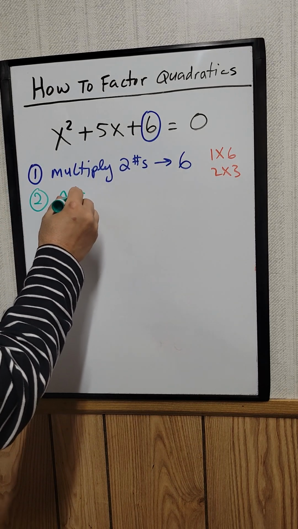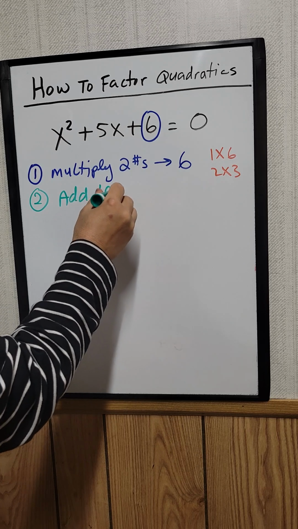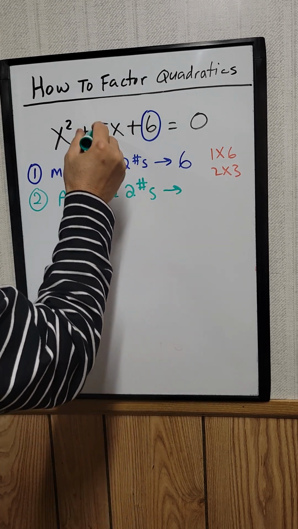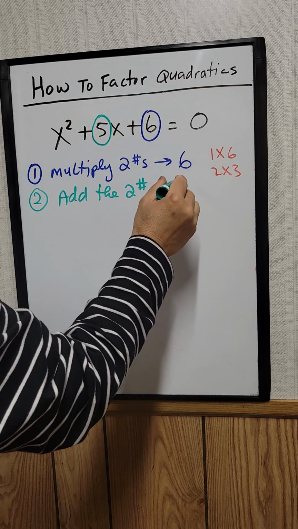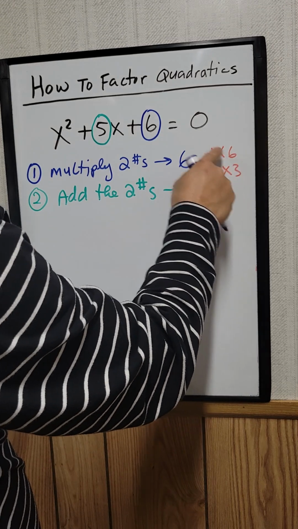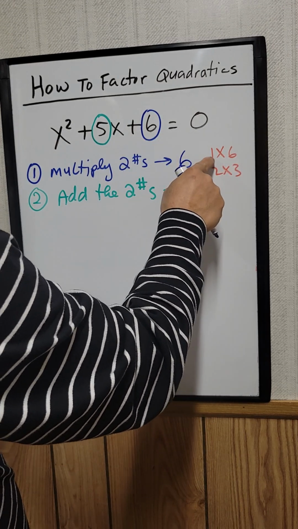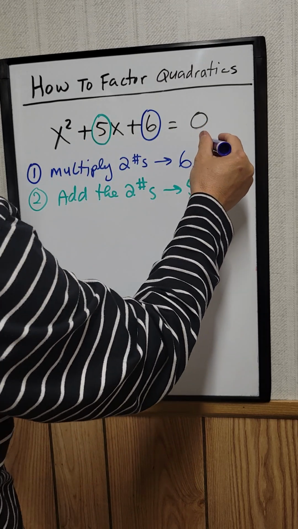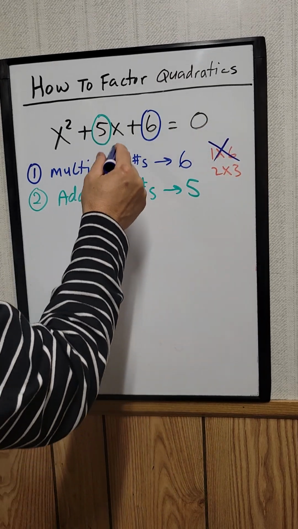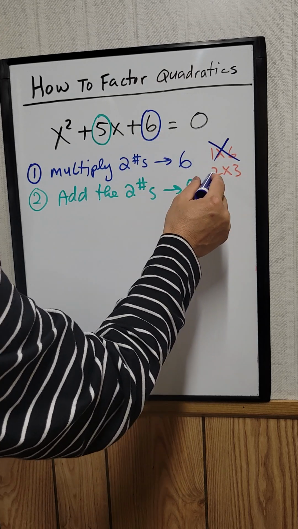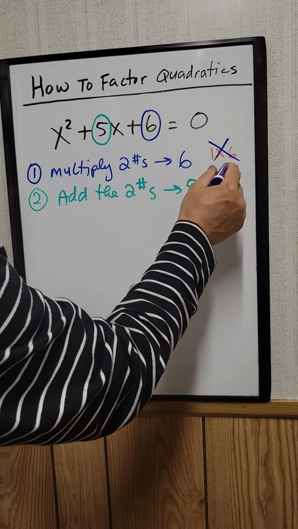Okay, now step number 2, add the two numbers that will give us this one right here, the 5. So when you look at the 1 times 6, it will give us the 6, but if you add 1 plus 6 it will give us 7. That's not 5, so this one is no. So the second one, 2 times 3 will give us a 6. If you add 2 plus 3 it gives us a 5. This is the right one right here.